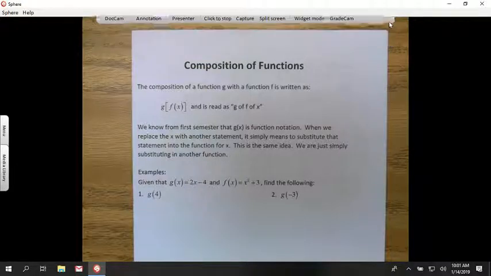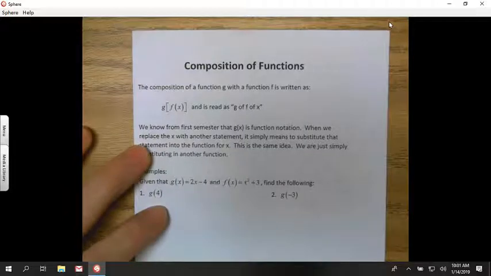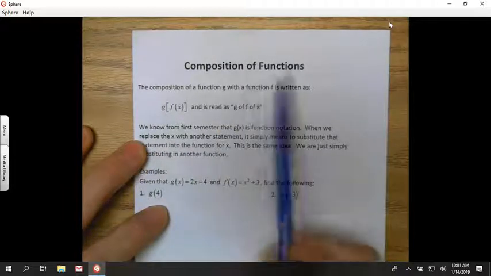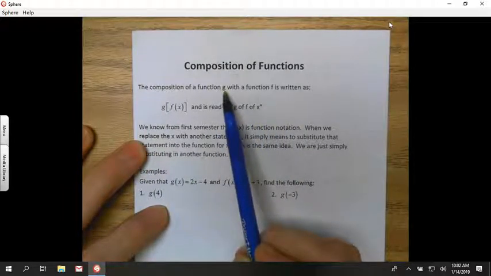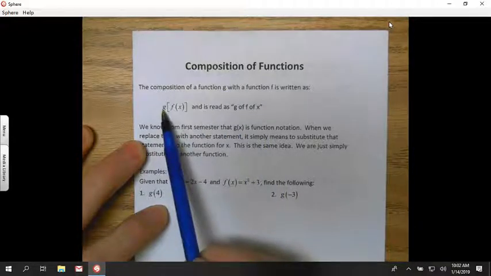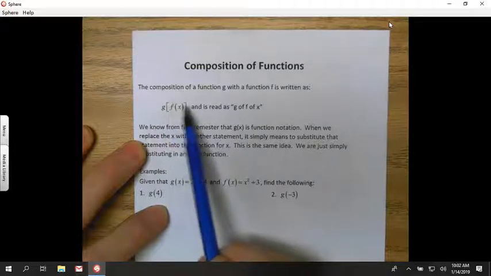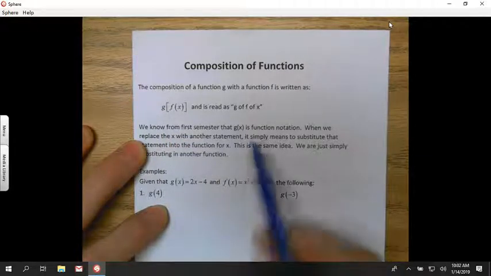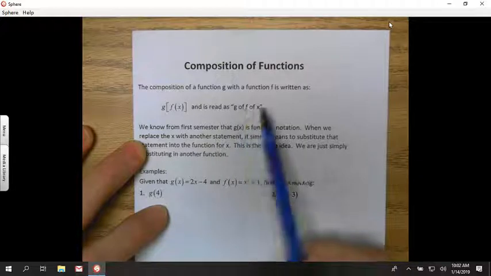Today we're going to be looking at composition of functions. When we are talking about the composition of functions, we are looking at two different functions, g and f, and when we talk about composites, it's written as g bracket f of x and then closure bracket. It's read as g of f of x.